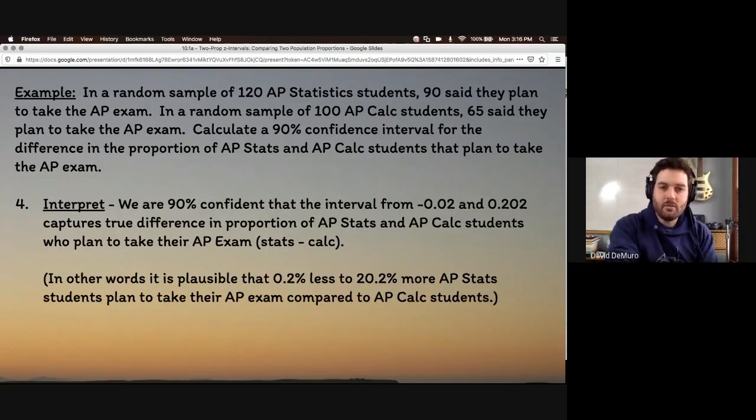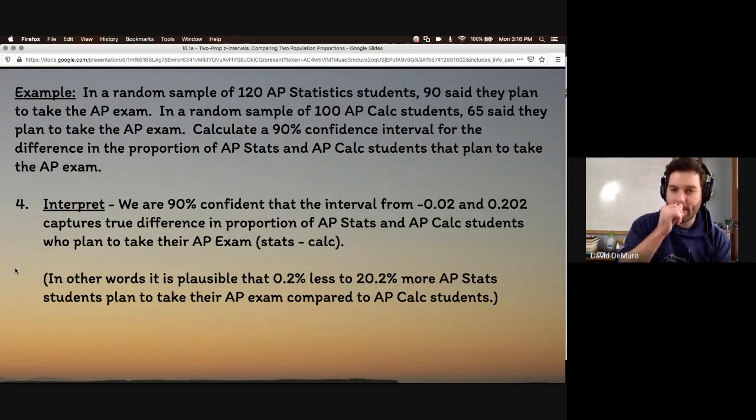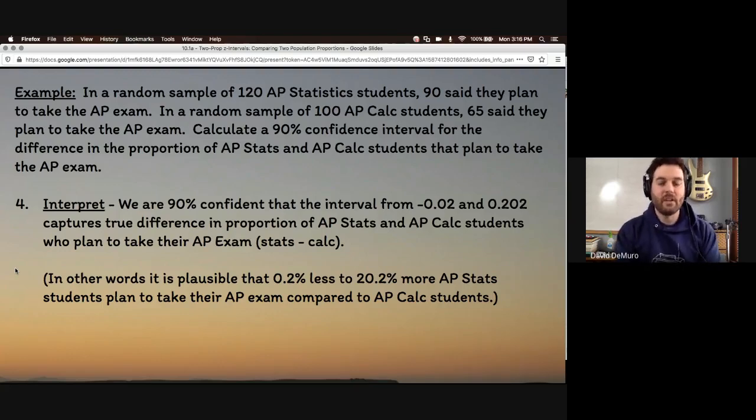The interpretation will sound the same as the other interpretations for confidence intervals. We are 90% confident that the interval from negative 0.002 to positive 0.202 captures the true difference in proportions of AP Stats and AP Calc students who plan to take their exam. And we subtracted stats minus calc. What that means, in other words, is that it's plausible that 0.2% fewer to 20.2% more AP Stat students plan to take their AP exam compared to AP Calc students.